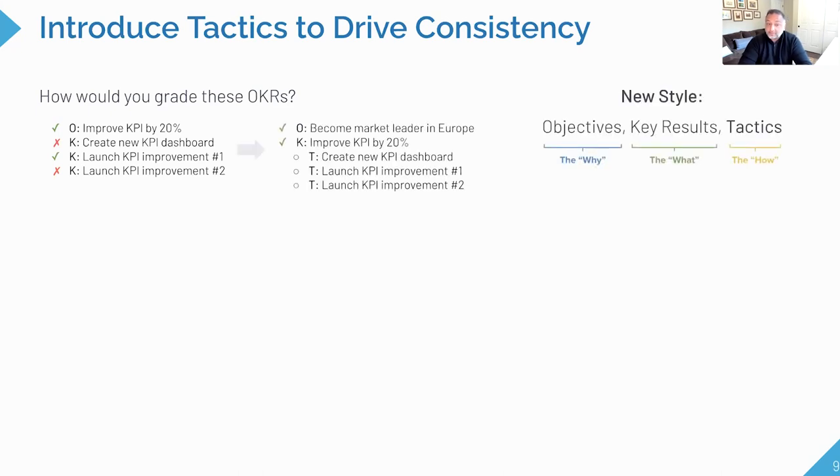So we can solve all this by introducing the concept of tactics. Tactics separate the why and the what from the how. It makes each part of the OKR more clear and of the right granularity. And so if we rewrote the OKRs that we have on the left, perhaps the bigger objective, the multi-quarter objective, is to become the market leader in Europe. And now the key result, the milestone for this quarter in the service of that objective, is to improve a specific KPI by 20%. How it'll improve are the tactics. And the key here is the tactics can change. The team is committing to or predicting that they can achieve that key result this quarter, but how they achieve it is up to them.